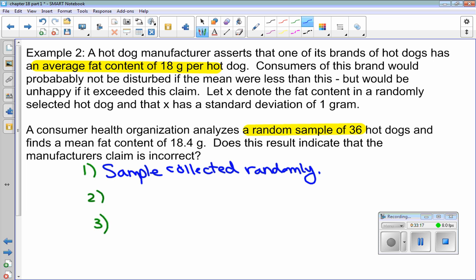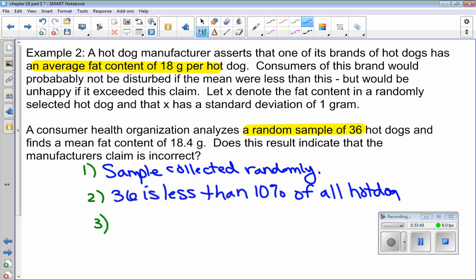All right, number 2, what am I checking for? Either independence or the 10% condition, either one. It's really hard to prove independence, so more often than not, we're looking at the 10% condition. What's the sample size? 36. So 36 is less than 10% of what? Whatever this particular hot dog manufacturer makes. 36 is less than 10% of all hot dogs made at this factory.